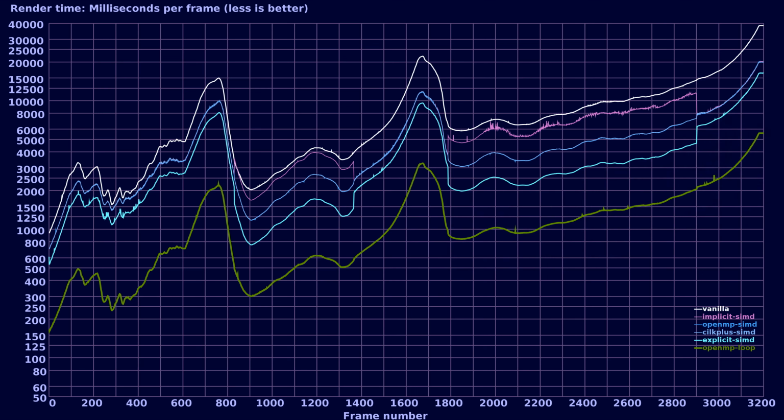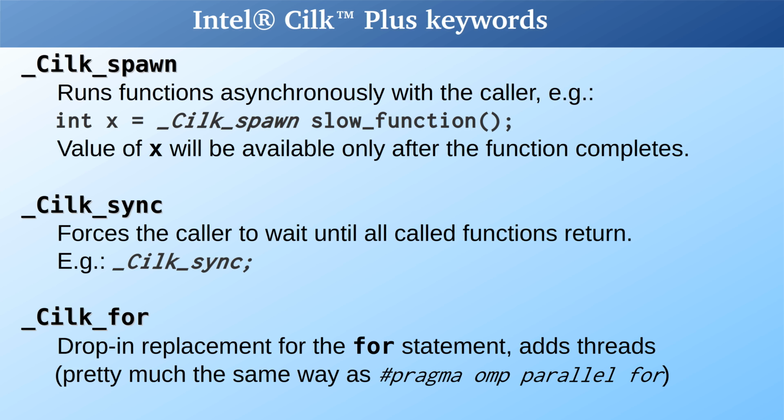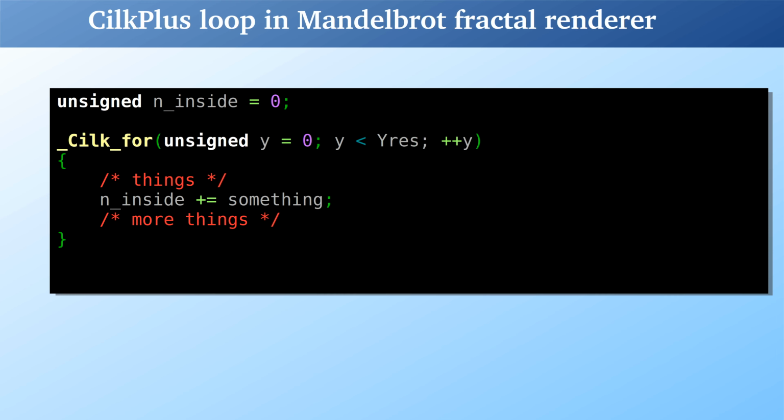Not bad for a single line of code. In the previous episode I mentioned Intel Cilk Plus. I included it in this video because GCC supports it out of the box. Cilk Plus extends C++ with 3 keywords. The first 2 listed keywords deal with asynchronous functions, and the third one is for applying threads into a for loop, just like in OpenMP.